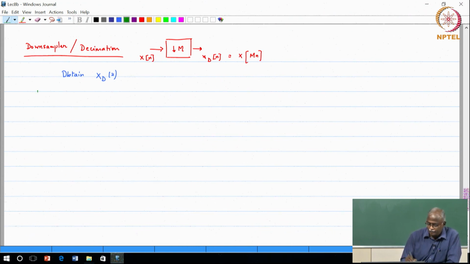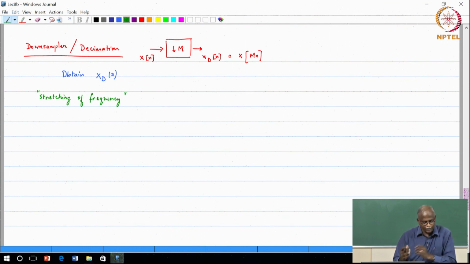Before that, what I would like to do is introduce a notion of what is called stretching in frequency. The word stretching is a layman's term, but it is useful in terms of visualization. Stretching of frequency. Again, let me just explain what it is and then allow you to find a way to associate what it means when you say stretching of spectrum and what it actually does.